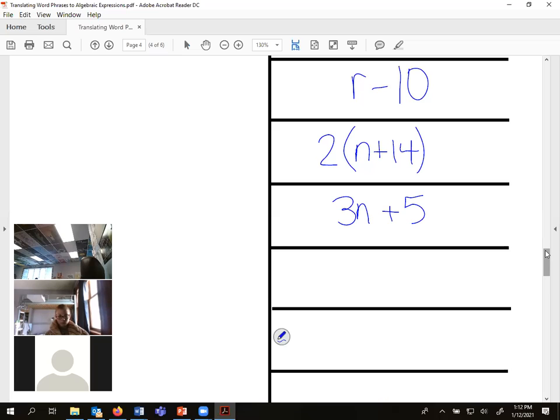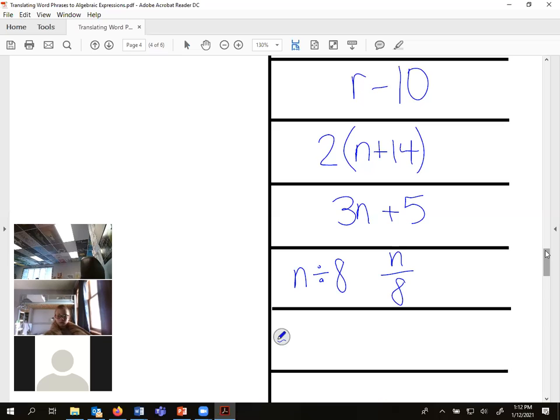Okay, the next one is the quotient of n and 8. Quotient means what? Anna? Divide. So we would divide them. Which one goes first, n or 8? N. You do it the same way you read it. So n divided by 8. You could put it in a box, but if you're writing a number sentence, normally it's going to be one of those.